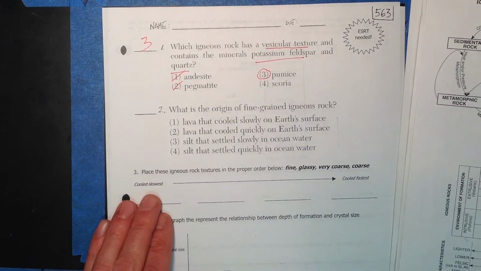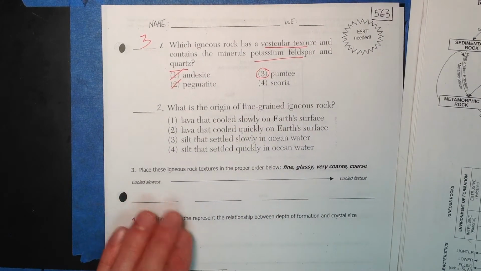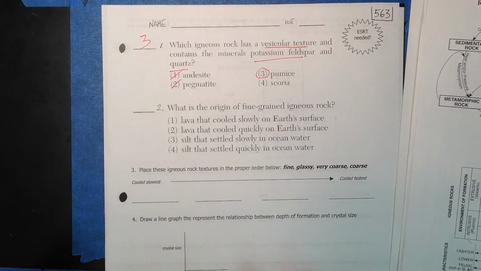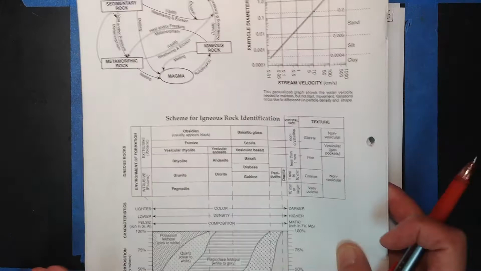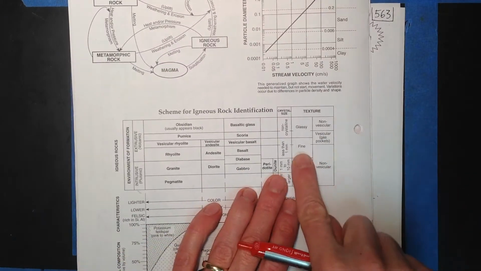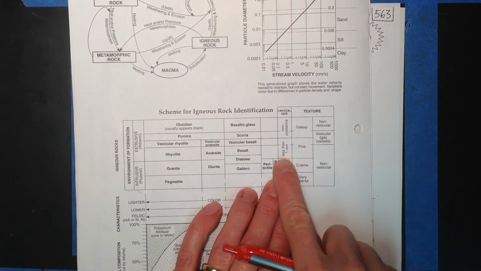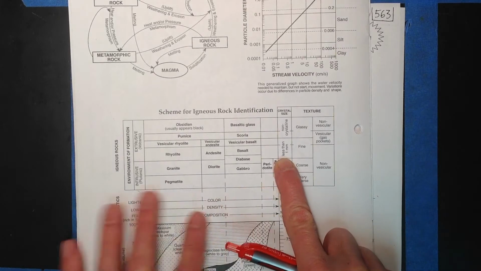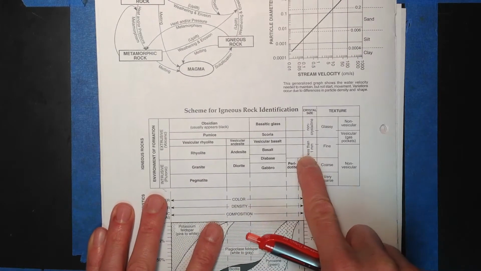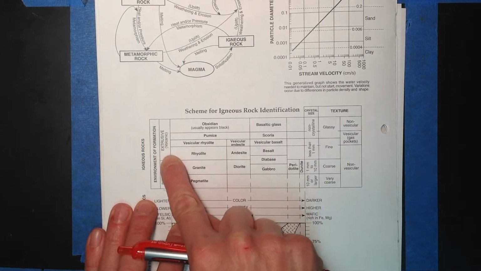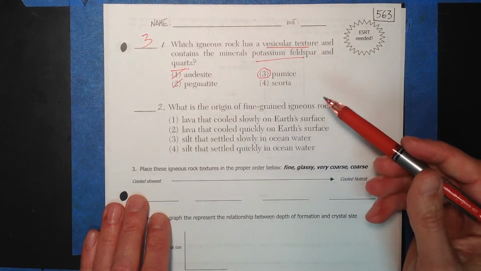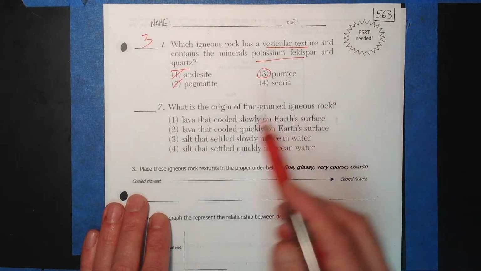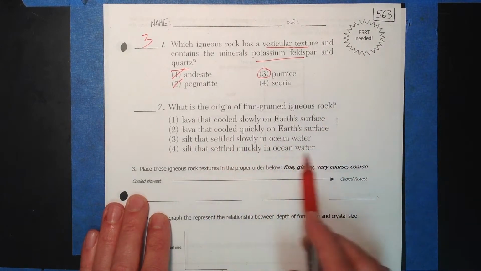2. What is the origin of fine-grained igneous rock? Origin means where does it come from, basically. So, fine-grained, the reference table is not really going to help you very much, but fine-grained here means crystal size less than 1 millimeter. So that's very small. And it does kind of tell you here, extrusive volcanic. It will tell you there, but I think most students don't need that, and they will just have to know that it is not silt that settled in ocean waters, none of that.